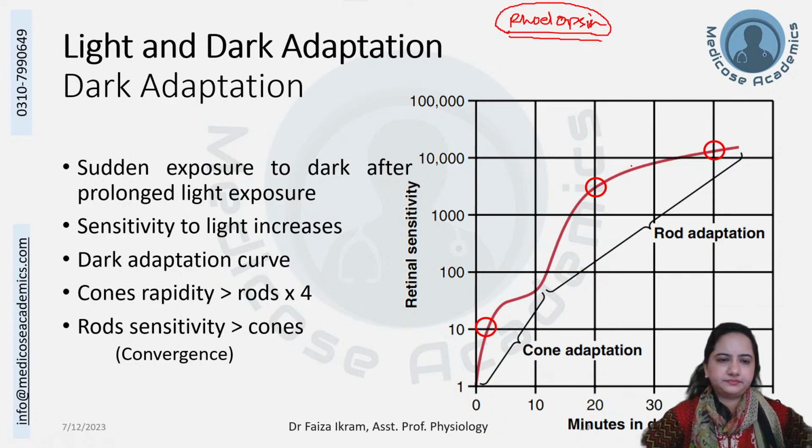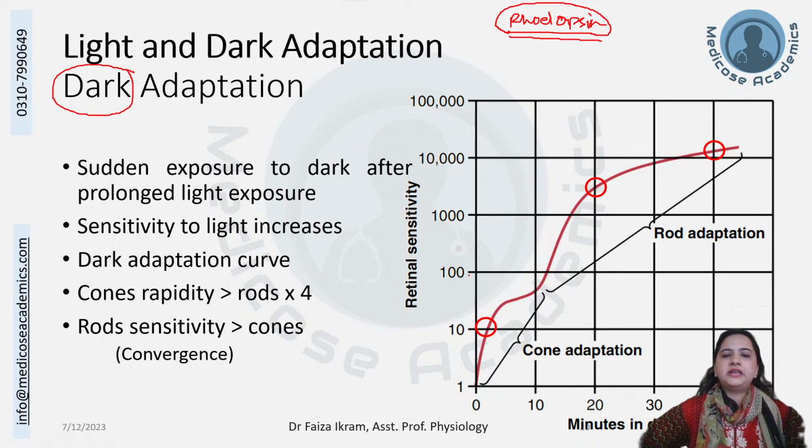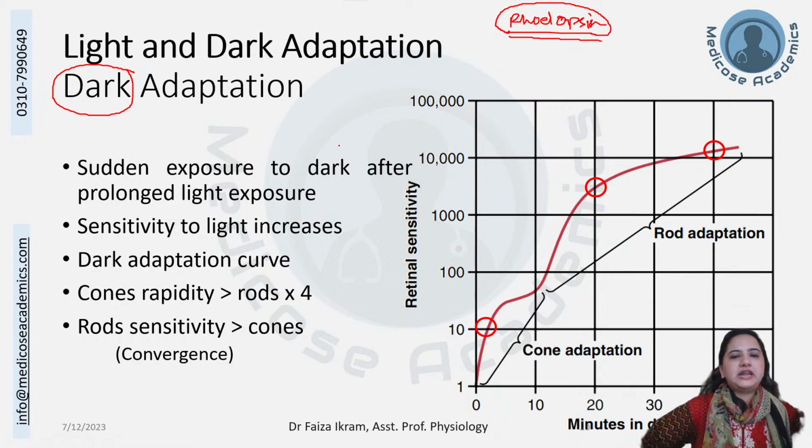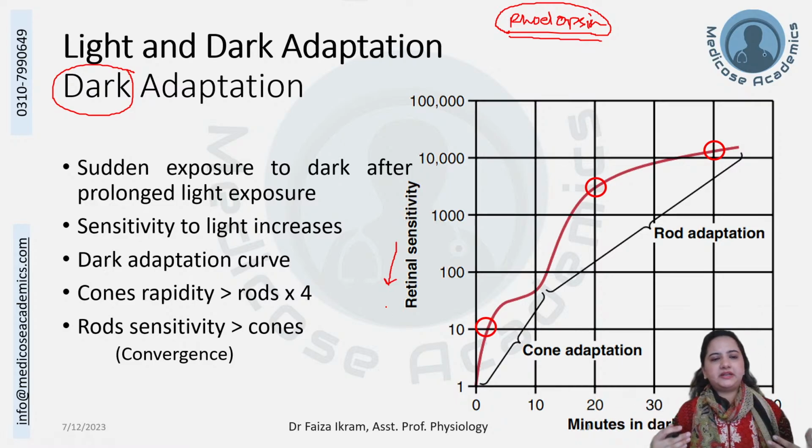How does this happen? In the dark, in the light. For the dark adaptation, the sensitivity of retina increases. For the light adaptation, the sensitivity of retina will decrease. The same will happen, but in the reverse direction, which helps us to adapt both the cones and the rods.